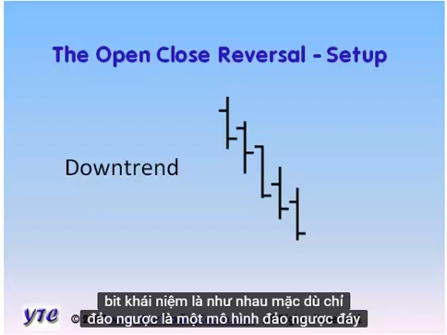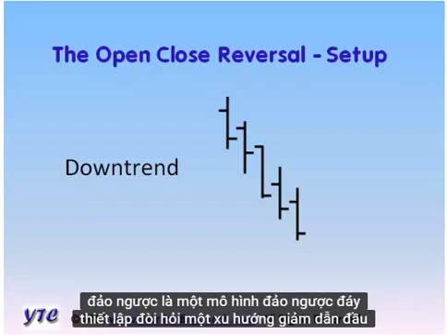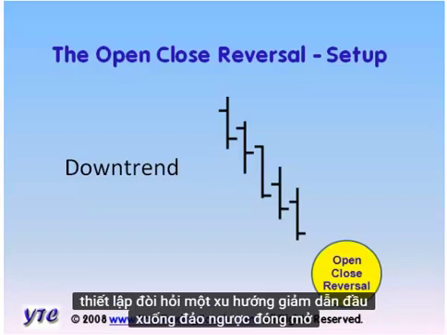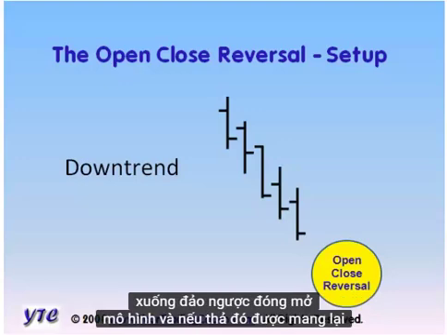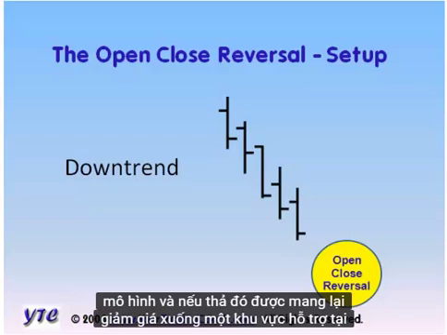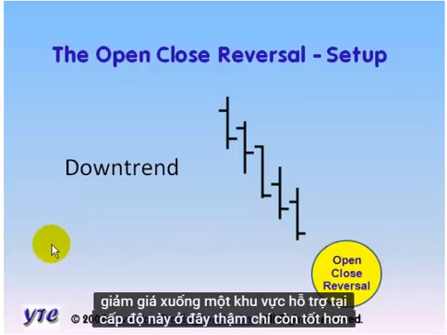Being a bottom reversal pattern, the setup requires a downtrend, leading down into the open-close reversal pattern. And if that drop has brought price down into an area of support at this level here, then it's even better.